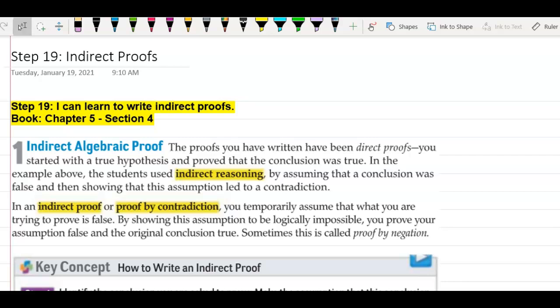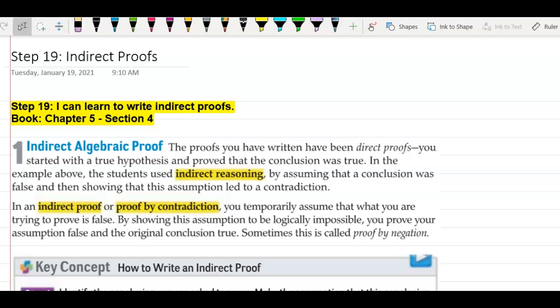Step 19 says I can learn to write indirect proofs. This comes from chapter 5, section 4 in our book. This idea goes back to what we learned in unit 1 with chapter 2. It's more on the logic side of geometry and solving problems. We're only going to talk about this in terms of algebraic proofs, but we can also apply them to geometric proofs.